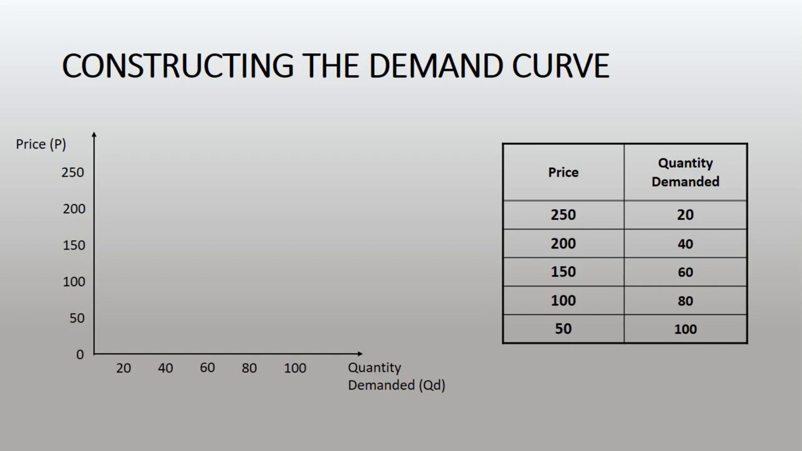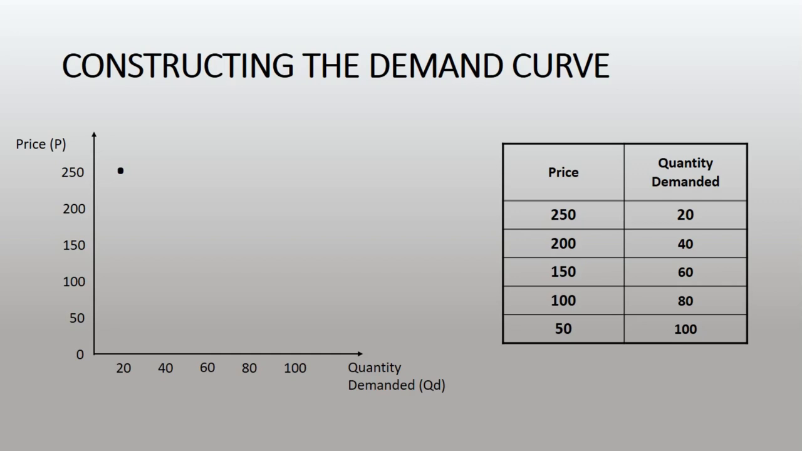Now to draw this graph, we need to plot each bundle where quantity demanded and price are connected. So we look at price 250 and we see quantity demanded is 20. So we look for that spot, we find it, we label it. We then carry on in that same fashion going down the list.